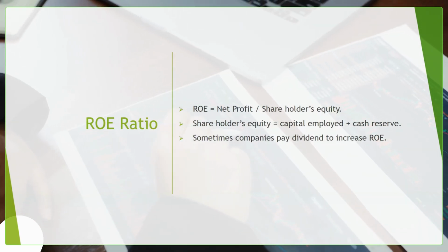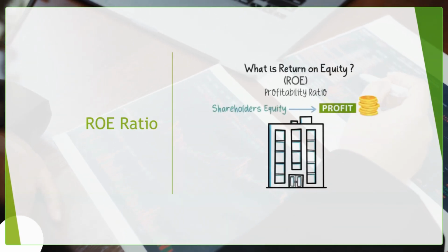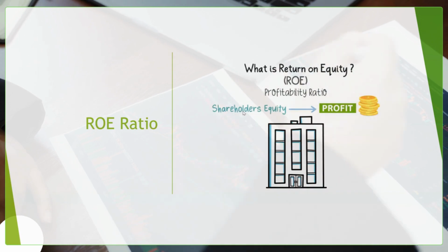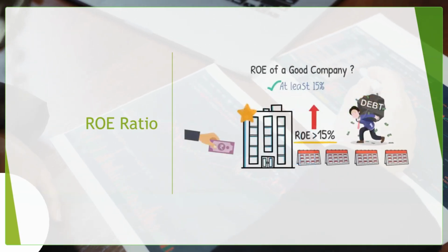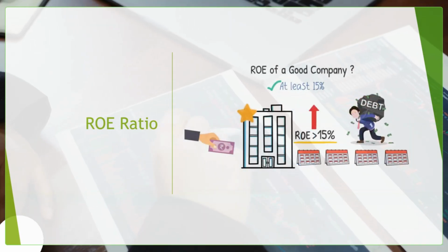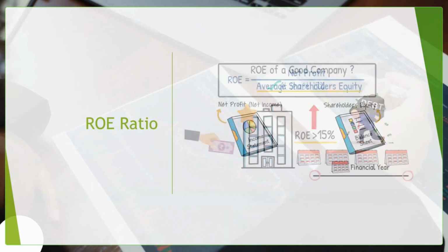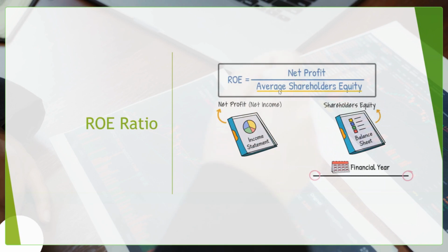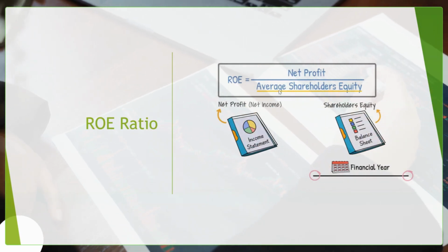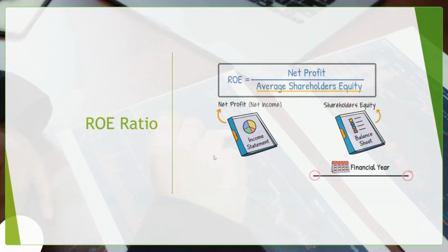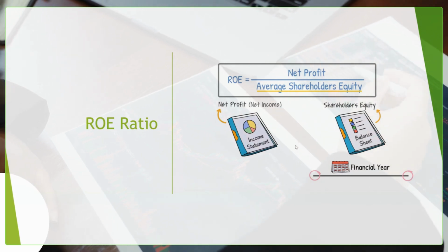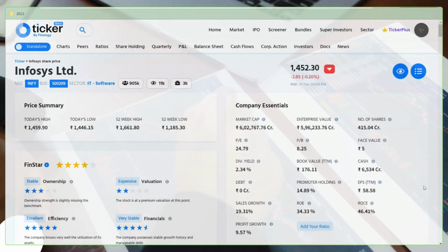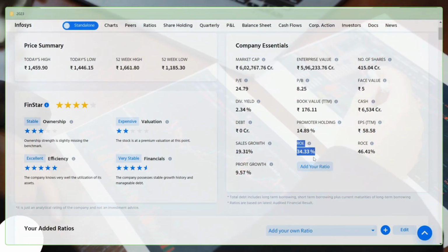So return on equity: how much money you have deployed to gain that profit. And loan is not considered in this formula. Net profit over average shareholders equity. I will cover ROE and ROCE; we have 10 minutes. So this is the formula for ROE, and you can see ROE on all the websites.